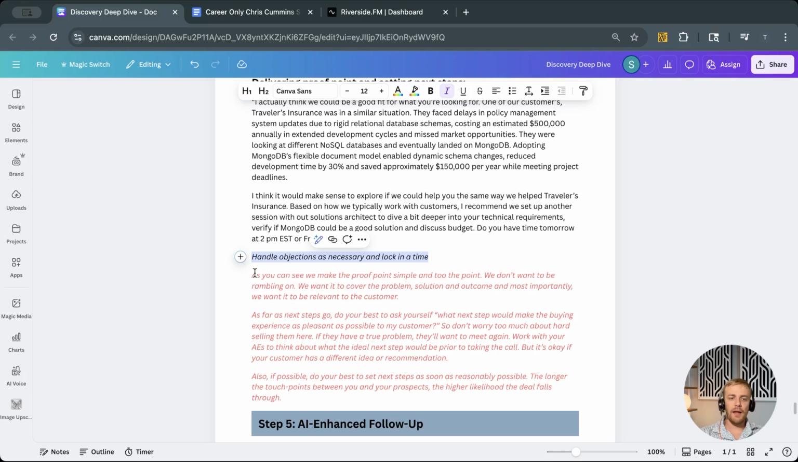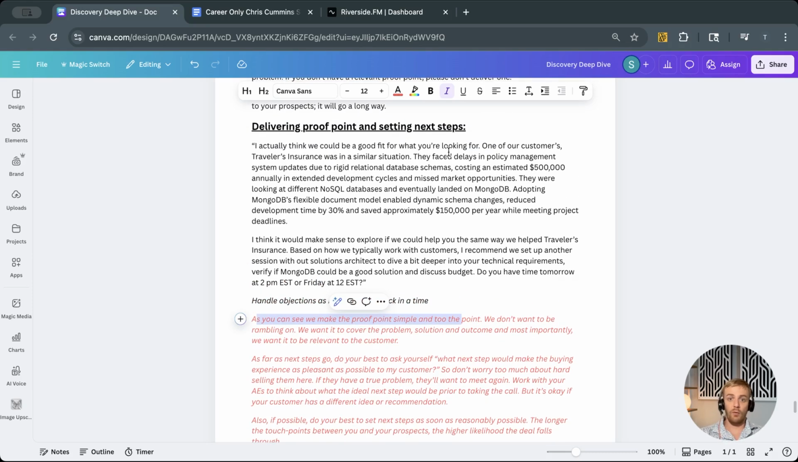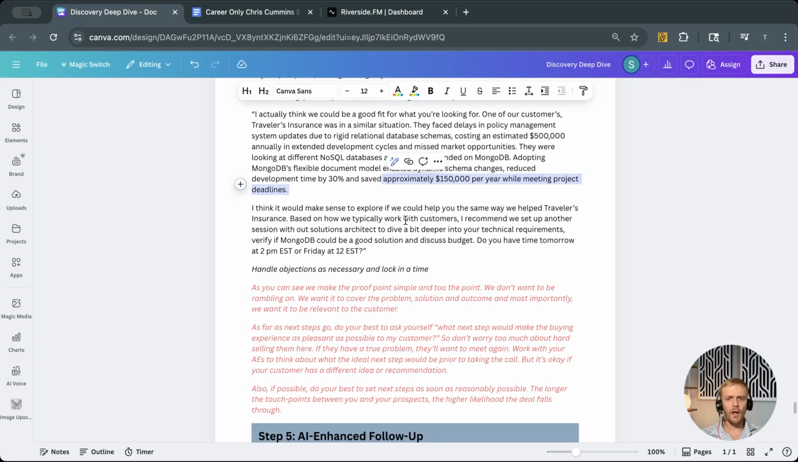So as you can see, we make the proof point simple and to the point. One sentence around the problem the customer had, one sentence around the solution, which is you, and one sentence around the outcome. And then one thing to always ask yourself, it can be stressful to figure out what your next step should be. Just think through what would make the buying experience as pleasant as possible for your customer. That's what your next step should be.